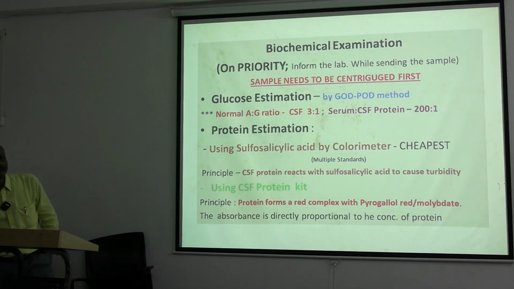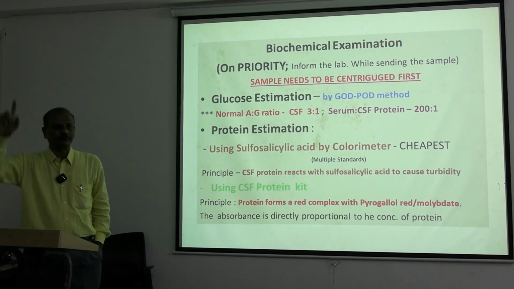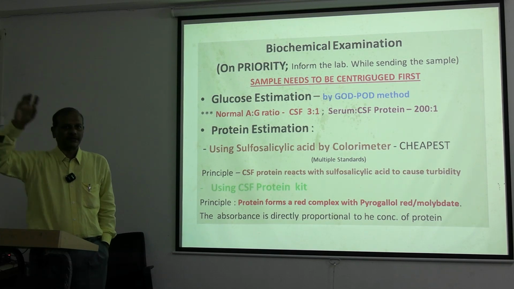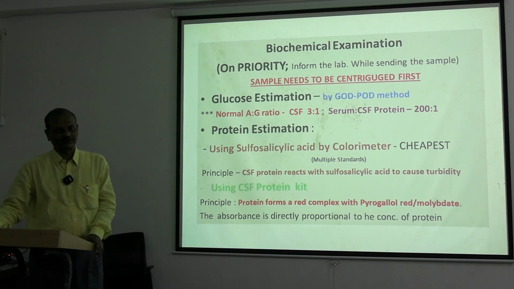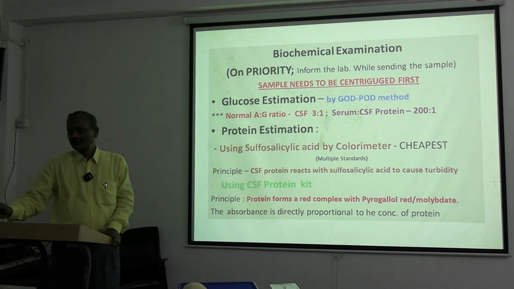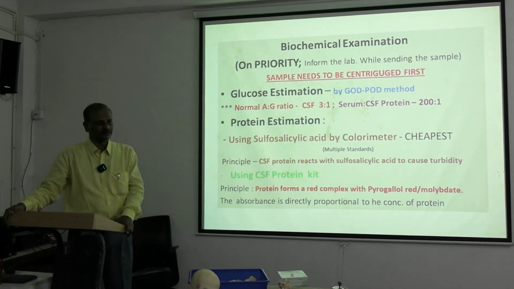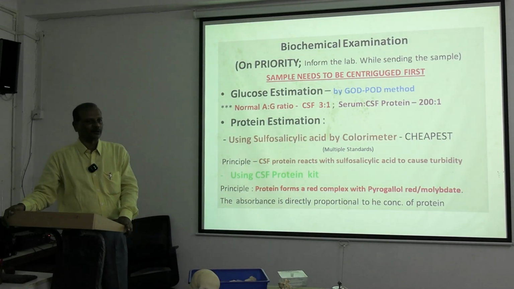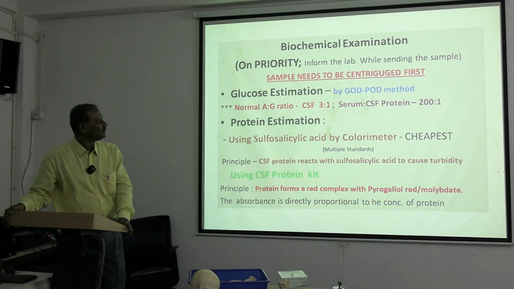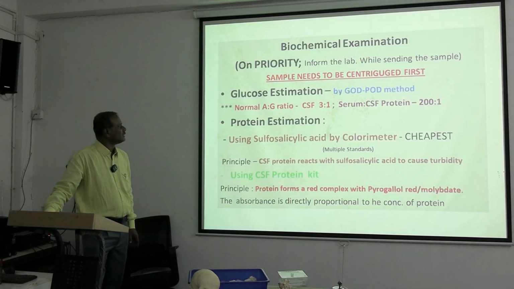So glucose examination is always done on priority. If you do a CSF analysis, you inform the central lab head that a CSF sample is being sent, and it is done on an emergency basis. Other routine parameters are kept suspended temporarily, and that CSF is analyzed and the report is communicated immediately, because this is a serious condition. So you always try to have communication with the laboratory. It is a priority sample. The sample needs to be centrifuged fast.